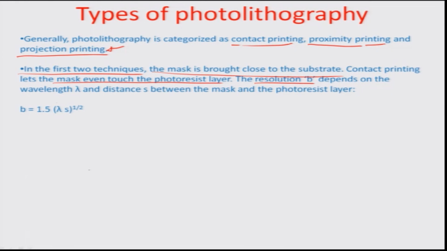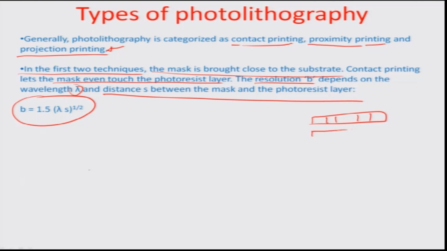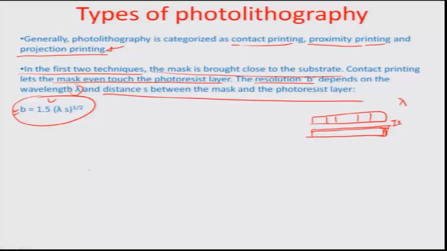The resolution b depends on the wavelength lambda through the formulation b equals 1.5 times the square root of lambda times s, where s is the distance between the mask and the resist layer. So if there is a mask somewhere here and there is some distance s of the resist layer with respect to the mask layer, and there is a wavelength of light lambda that is being used, the resolution, which is basically the minimum distance at which two differently spaced objects can be visible completely without interfering into each other's domain, is given by 1.5 lambda s to the power of half. Let's look at how this influences the decision making process for developing a mask.